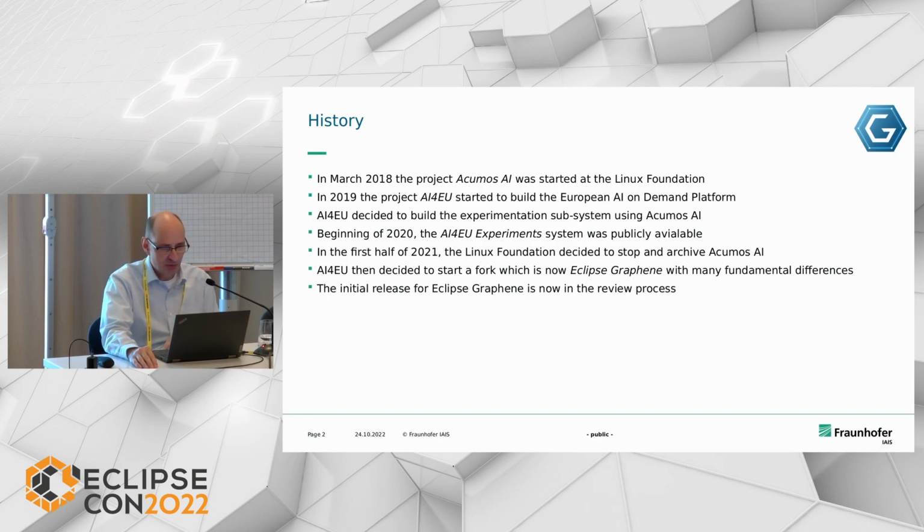And in the first half of 2021, the main sponsor, AT&T, basically stopped funding Acumos AI, and the Linux Foundation decided to stop and archive this project. And AI for EU, being a European project, decided to start a fork of Acumos AI, which is now Eclipse Graphene, because Eclipse Foundation was moving to be a European organization at that time. But there are many fundamental differences between the original Acumos AI project and now Eclipse Graphene.